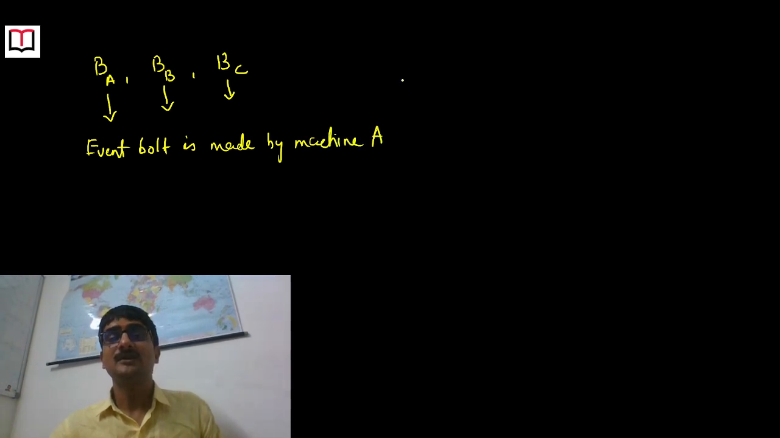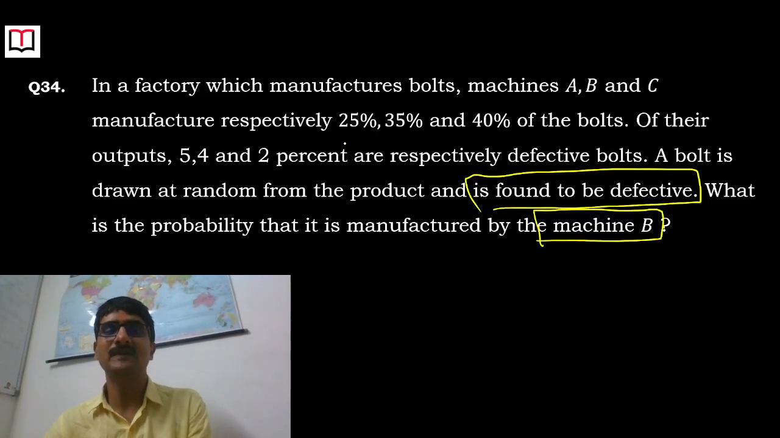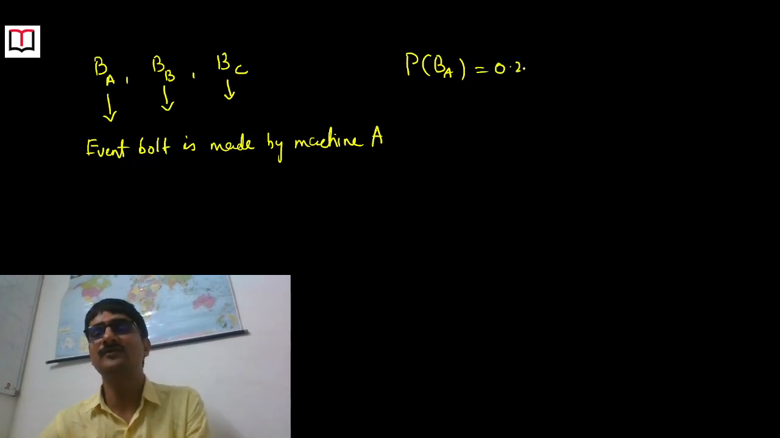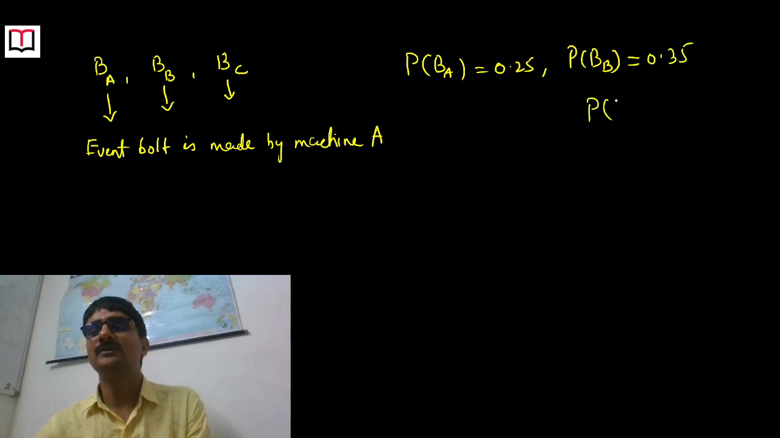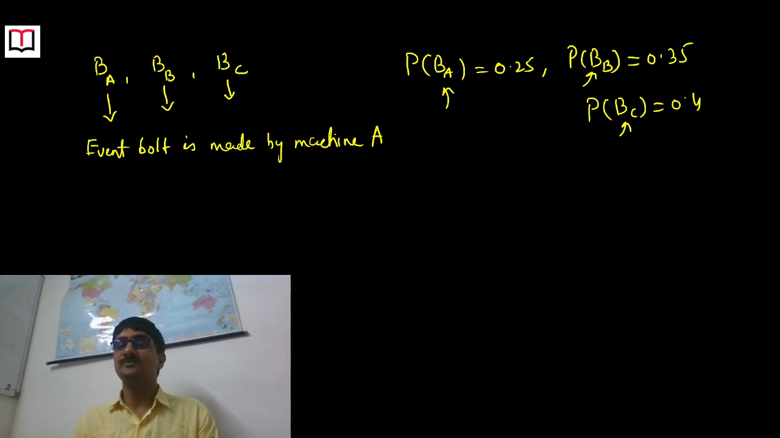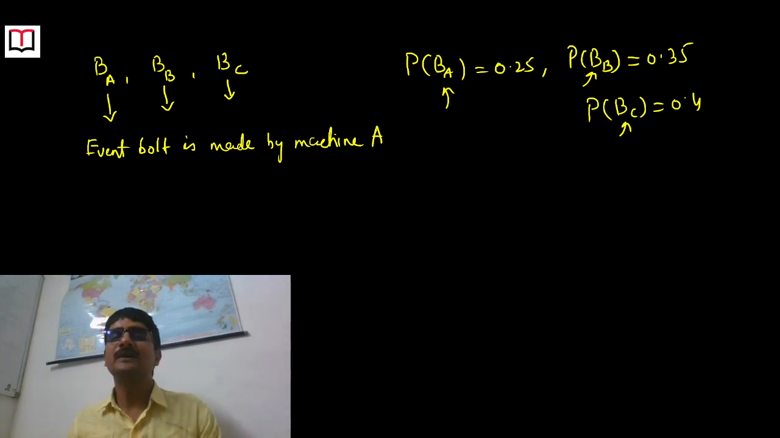Now, what's the probability of a bolt being manufactured by machine A? 25%, 35%, 40%. Percent is probability written in fraction form, so 0.25 for machine A, 0.35 for machine B, and 0.4 for machine C. If you add these probabilities, they give one. That means these events are exhaustive. Moreover, they are mutually exclusive, because it's not possible that the same bolt is manufactured by two machines.